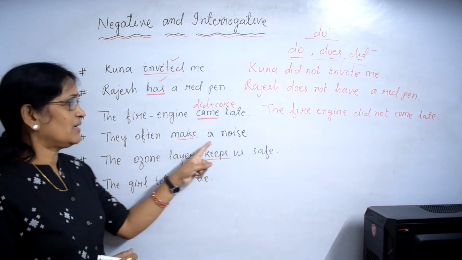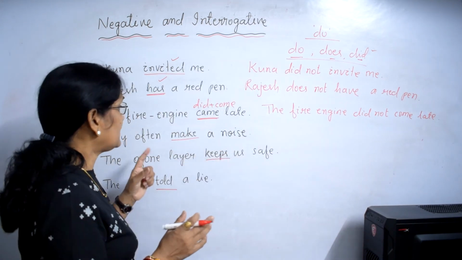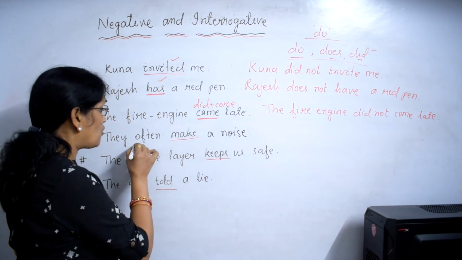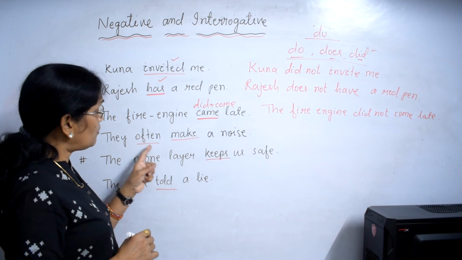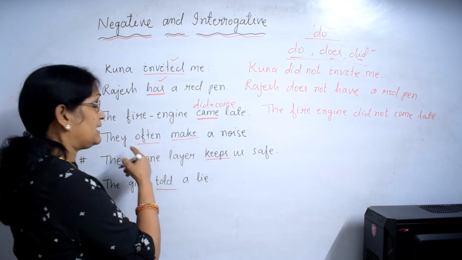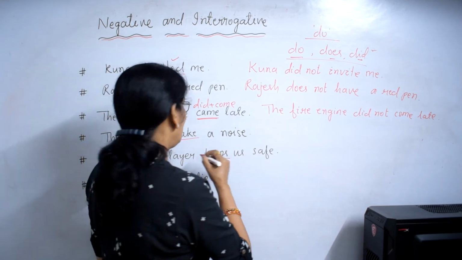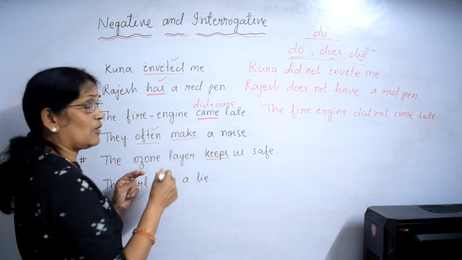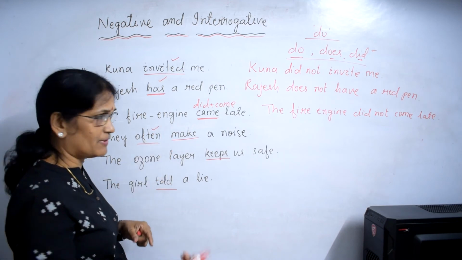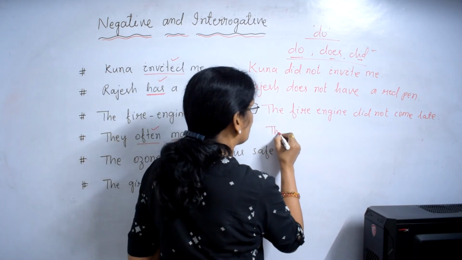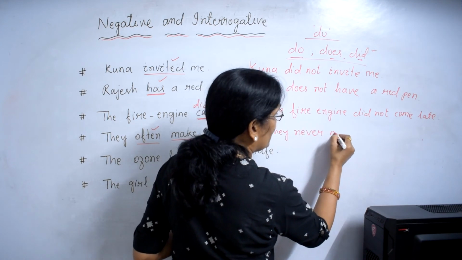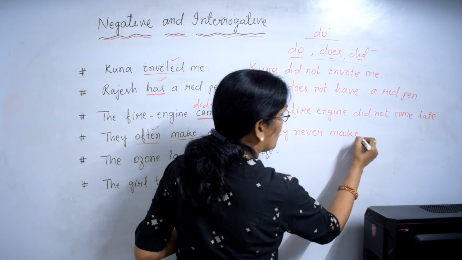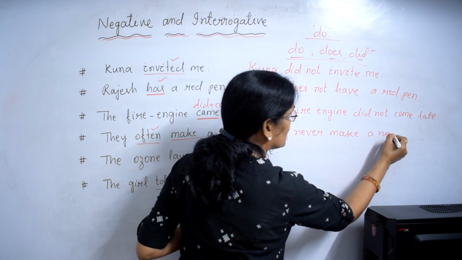They often make a noise. Its negative form will be different. As often is used here, its negative form will be used. They often make a noise. They never make a noise. The negative form of often, the opposite form of often, is never. So it will be: they never make a noise.